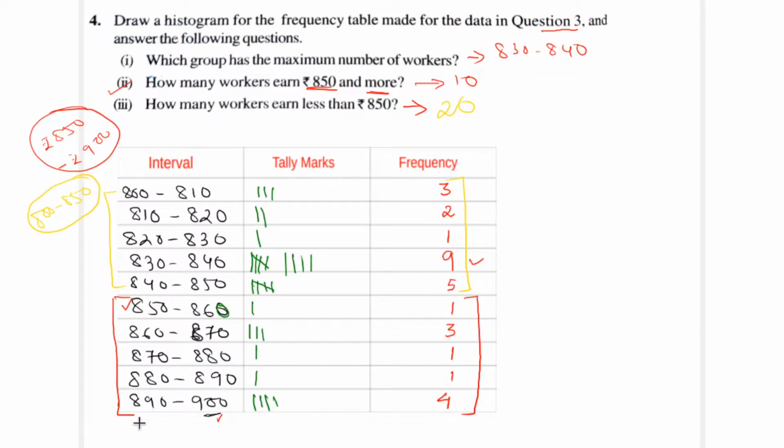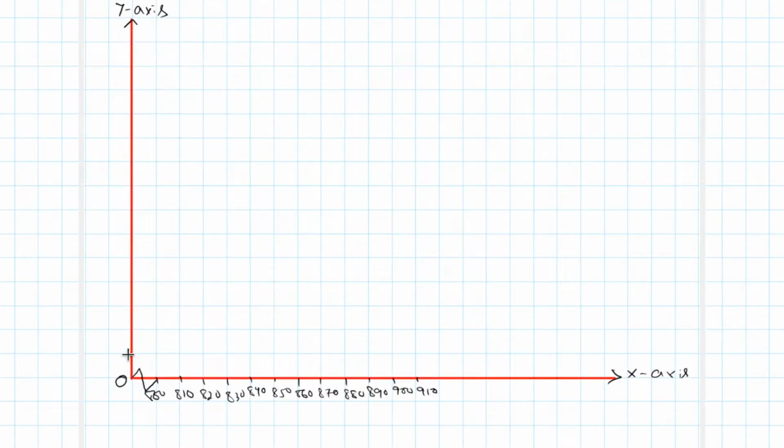Now along the y-axis we will represent the frequency. The lowest frequency is 1 and the highest frequency is 9 here. So how will we write it? For one box we will mark 1 unit. So 1, 2, 3, 4, 5, 6, 7, 8, 9, 10. This is enough for us.